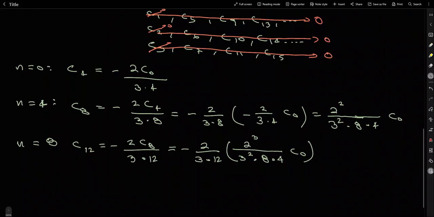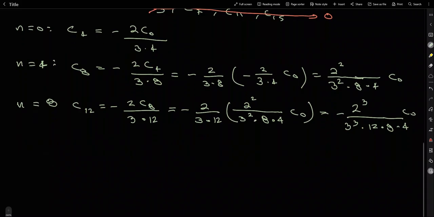Simplifying this, that should leave us with negative 2 to the third divided by 3 to the third times 12 times 8 times 4. It's supposed to be the third, not the fourth. And this is good enough to look for a pattern.